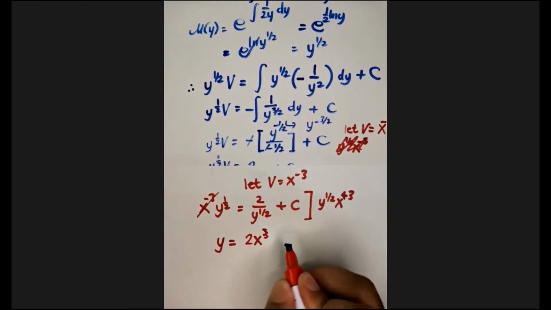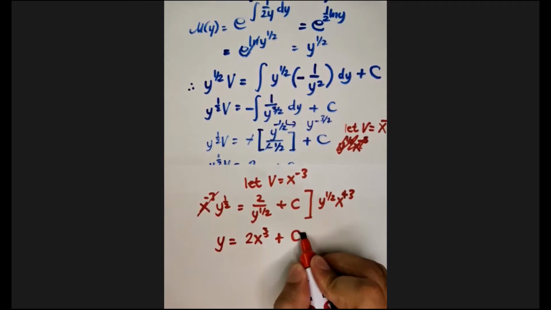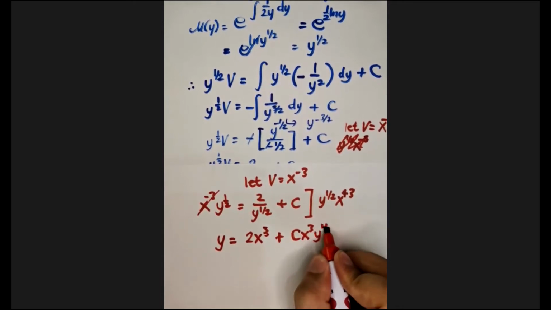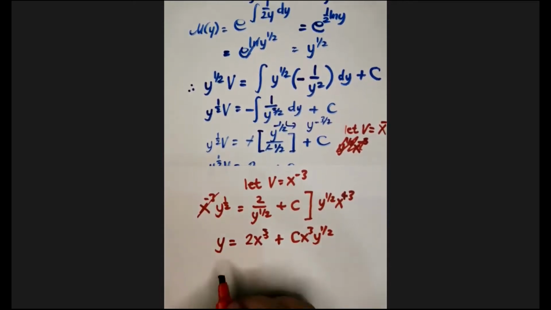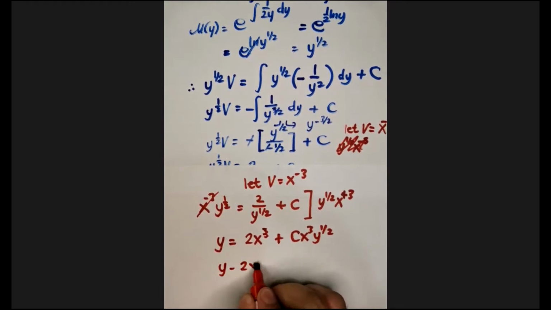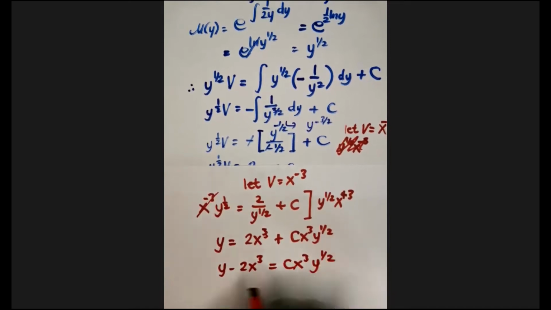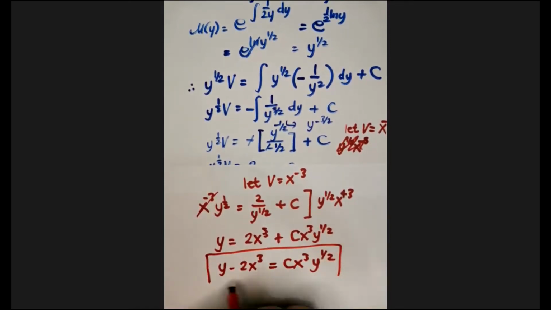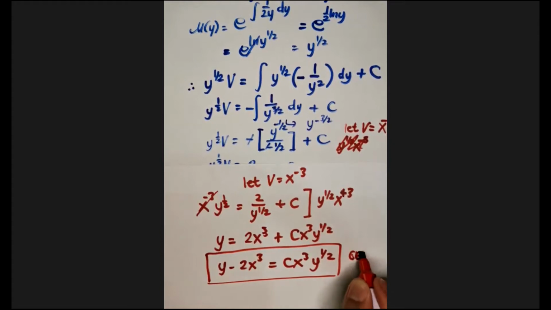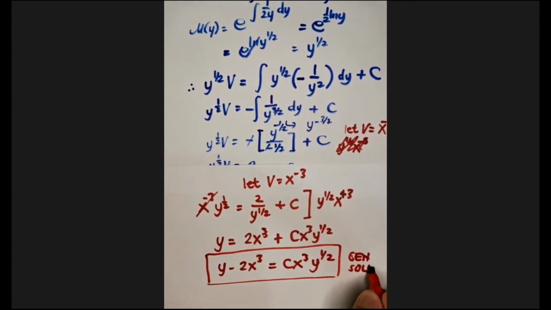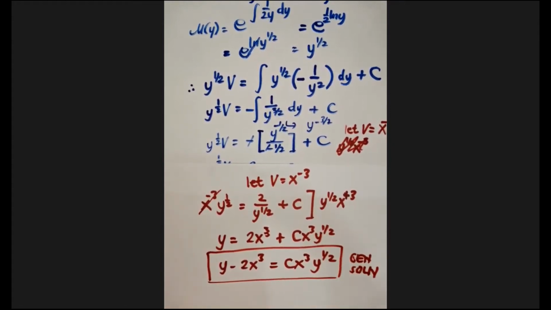2x cubed plus cx cubed y raised to 1/2. Or y minus 2x cubed is equal to cx cubed y raised to 1/2. So this is our general solution. It really won't fit there no matter how I force it.